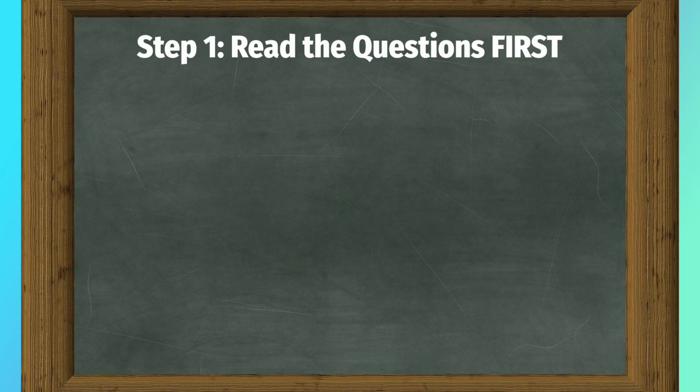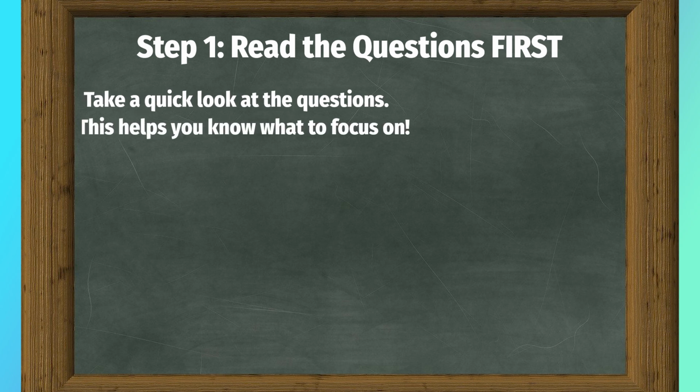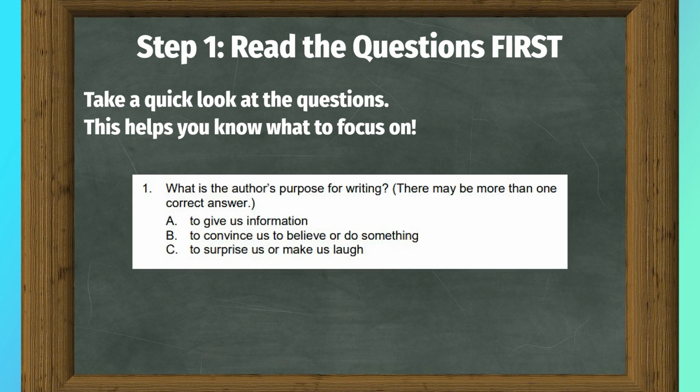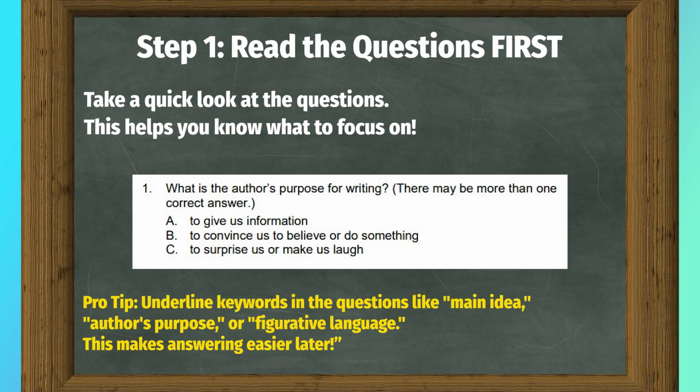Step 1. Read the questions first. Before you even start reading the passage, take a quick look at the questions. This helps you know what to focus on. For example, if a question asks, "What is the author's tone in paragraph 3?" You already know to pay attention to tone when reading. Here's a pro tip for you. Underline keywords in the questions like main idea, author's purpose, or figurative language. This makes answering easier later.